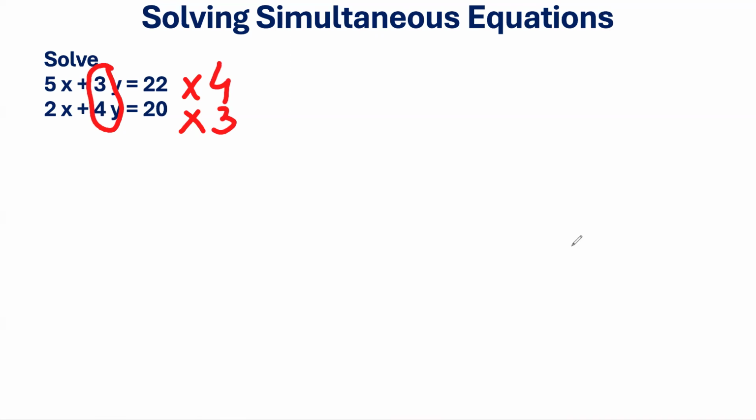We are eliminating x. So let's try to eliminate x. Equation number 1, you can multiply by 2, and equation number 2, you can multiply by 5. Then x can be eliminated.